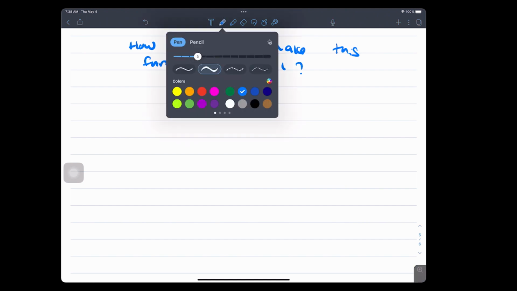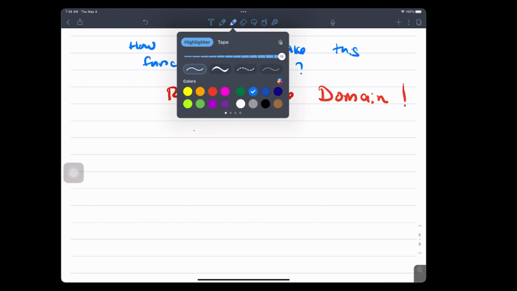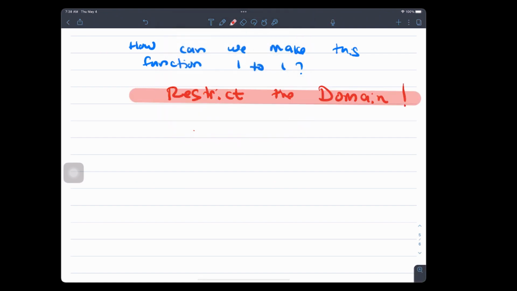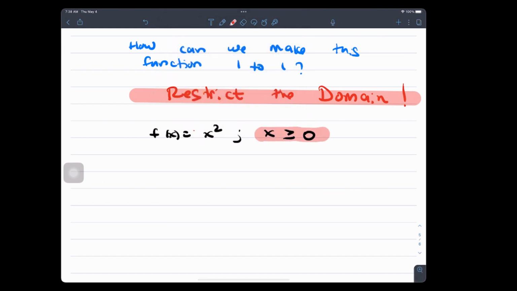You're going to have to do something called you restrict the domain. So you may say, what do you mean restrict the domain? Right? So if your function, like the x squared function, we know it's not one-to-one, but if I say let x be greater than or equal to 0, this is now my domain. Okay, I restricted the domain to just be positive numbers with 0. Okay, you guys with me on that?